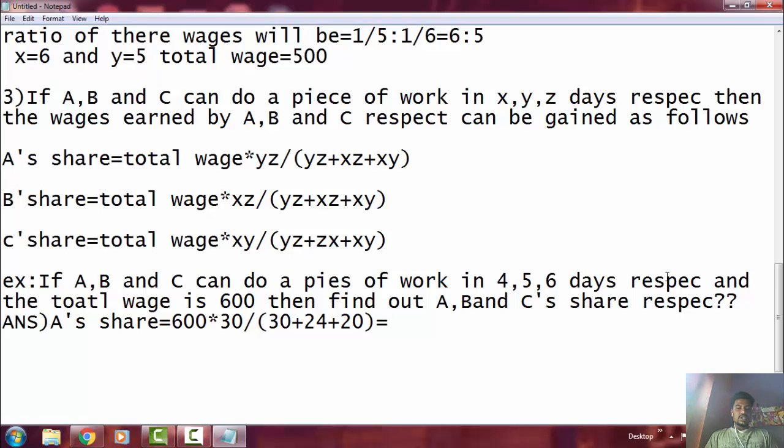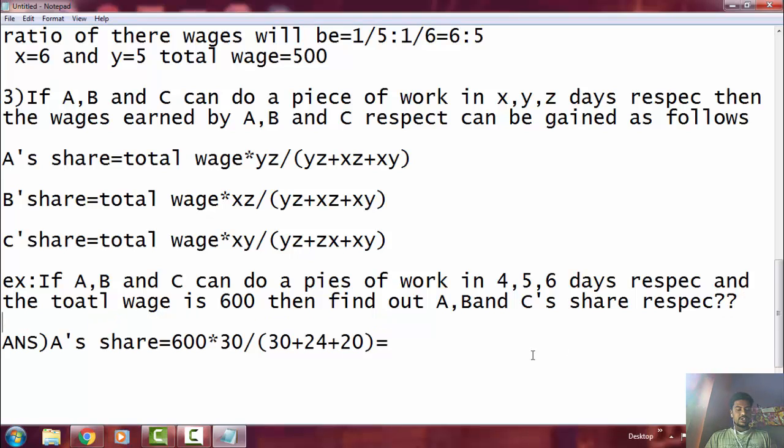In the same way, please do the rest of the cases to find B's share and C's share respectively. Have a glance at the formula. If you have any doubts, just post in the comment box. I am always here to help you. Okay, 5 seconds please.